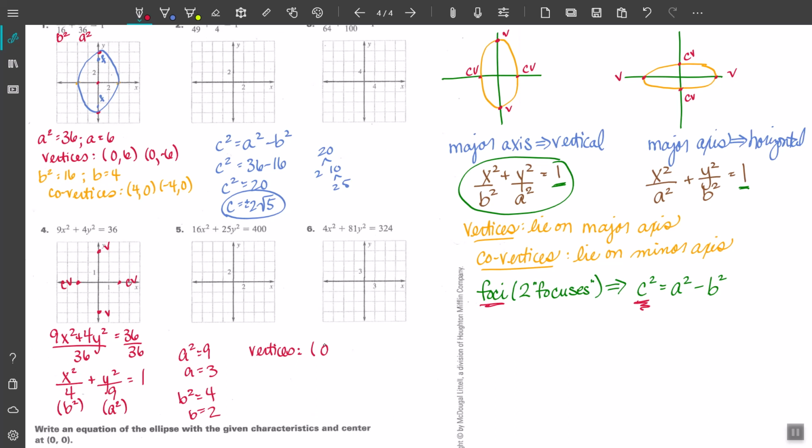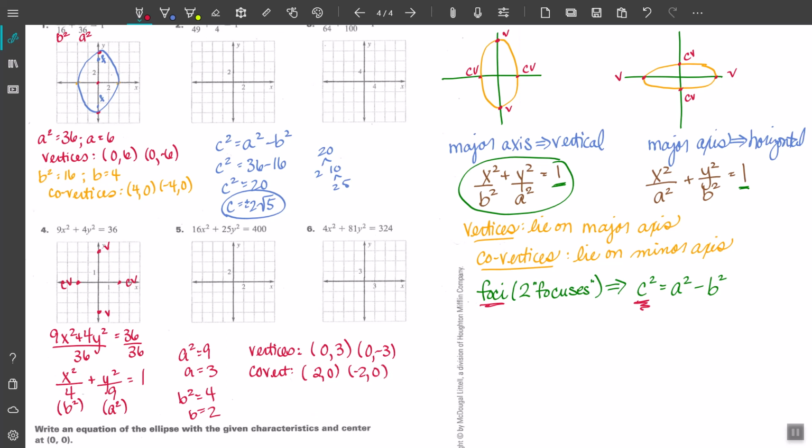Vertices at 0, 3 and 0, -3, and then my co-vertices at 2, 0 and -2, 0.